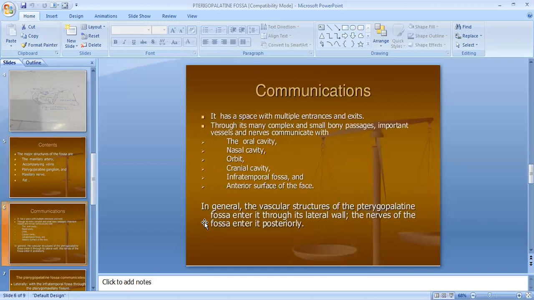Communication: this fossa communicates through different foramina with the surrounding structures. So it communicates with the oral cavity, nasal cavity, orbit, cranial cavity, infratemporal fossa, and anterior surface of the face. In general, the vascular structures of the pterygopalatine fossa enter it through its lateral wall. The nerves of the fossa enter it posteriorly.